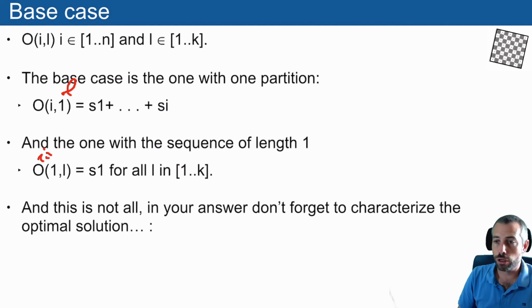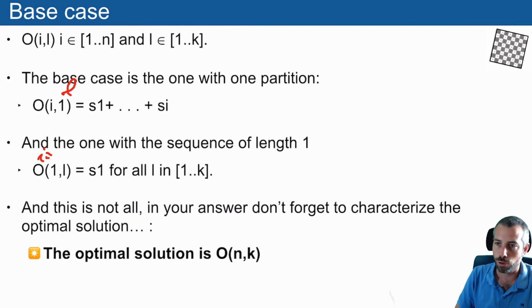And also you should not forget in your answer at the exam to characterize what is the optimal solution, because you have written the recurrence equation, but then you also need to explain what the optimal solution is. For what parameters do you obtain the optimal solution? And of course here it is for O, N and K, where N is the size of the initial subsequence, and K is the maximum parameter, the maximum number of splits in the sequence.